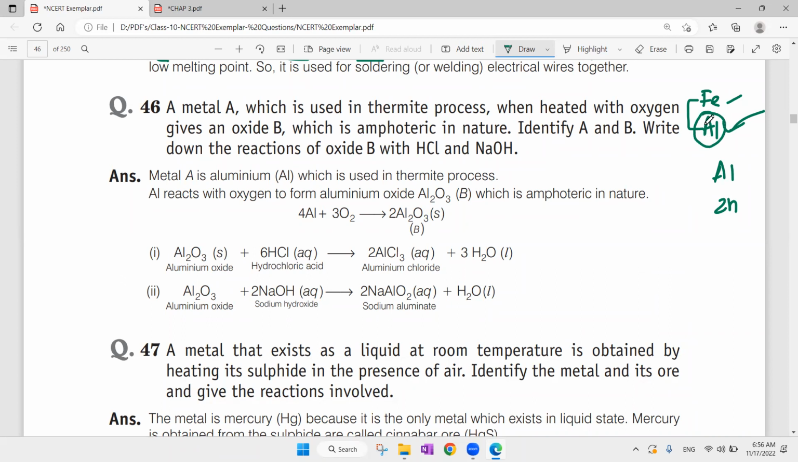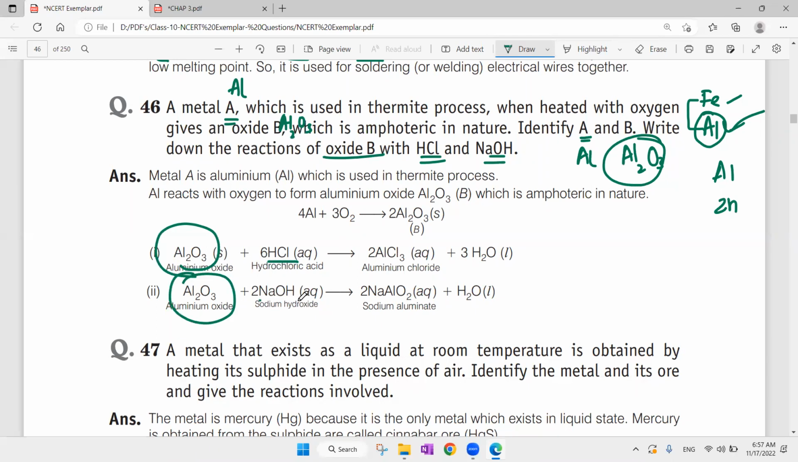Now the answer is aluminum. Metal A is aluminum, which is used in thermit process, heated with oxygen gives oxide B, that is aluminum oxide, Al2O3, which is amphoteric in nature. Yes, aluminum oxide is amphoteric in nature. Identified: A is aluminum, B is Al2O3. Now write down the reactions of oxide B, aluminum oxide, with HCl and NaOH. So this B we got is Al2O3. Al2O3 with HCl, Al2O3 with NaOH.